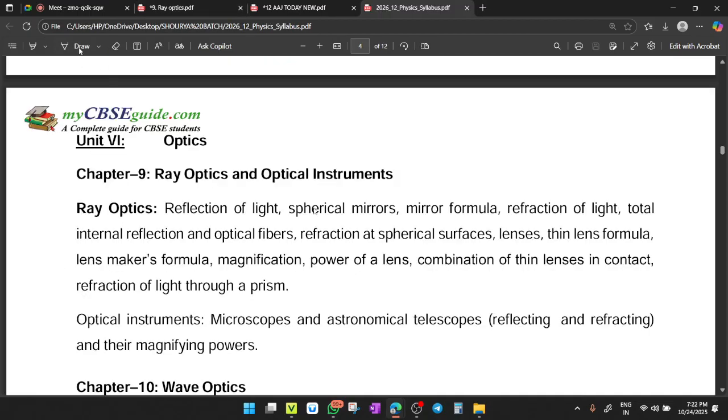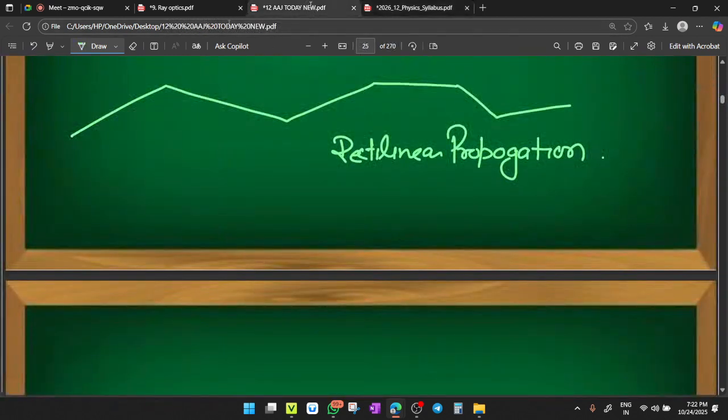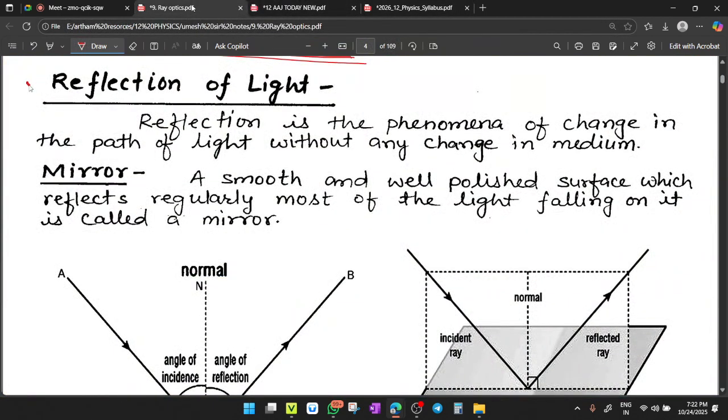See the syllabus, ray optics and optical instruments. The first topic is reflection of light, and all types of mirrors are here: spherical mirror, mirror formula. So the first part is reflection, and then total reflection.